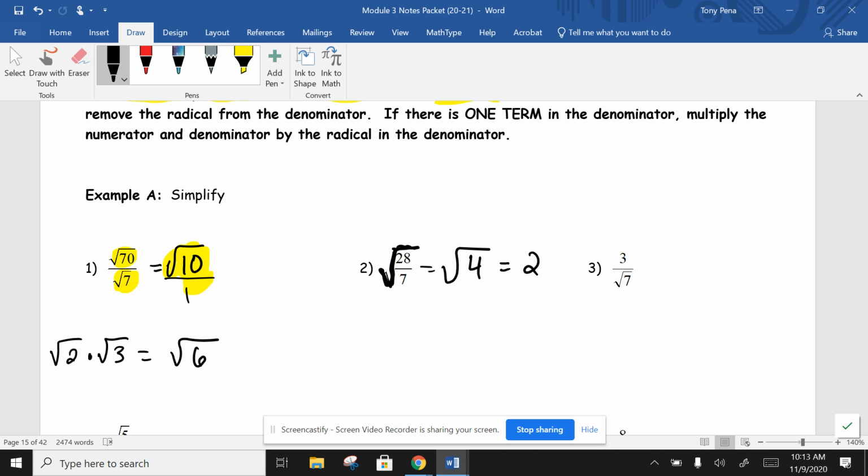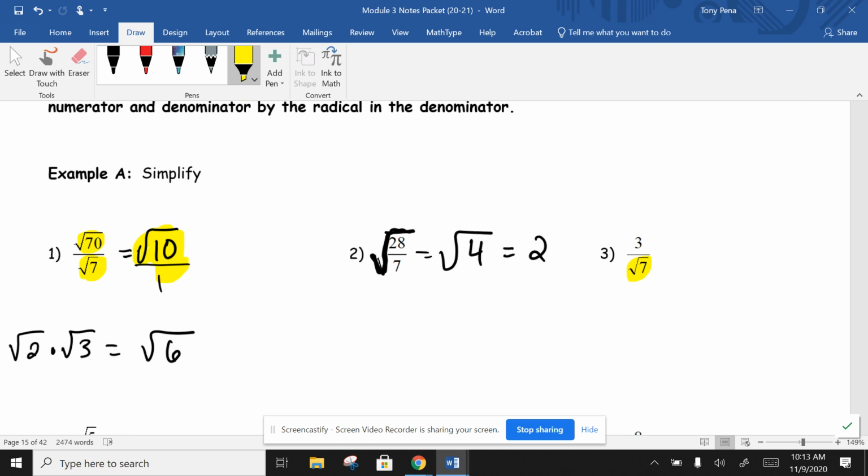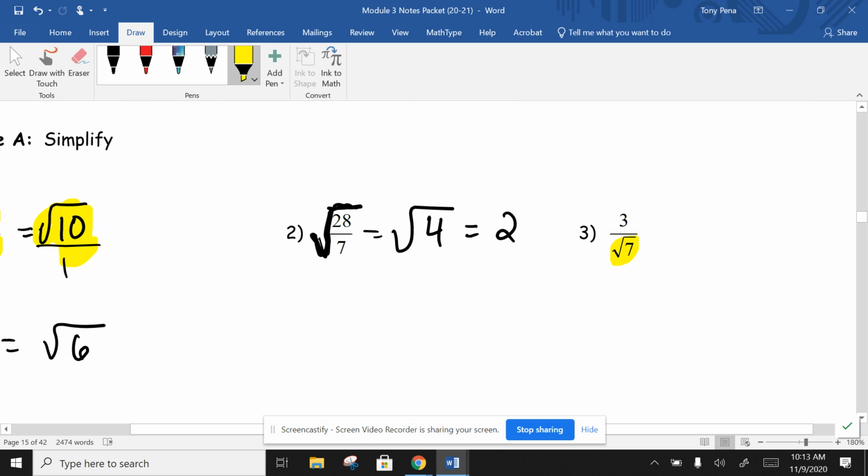So those are the quick, short, easy ones. Old rules will apply. We just divide them normally. But then we get to number 3. Here's our issue now. There's nothing we can do to simplify this in the sense that square root of 7 is as reduced as that 7 can get. So what we talked about at the top, we can't divide by an irrational number. We cannot divide by that root 7.